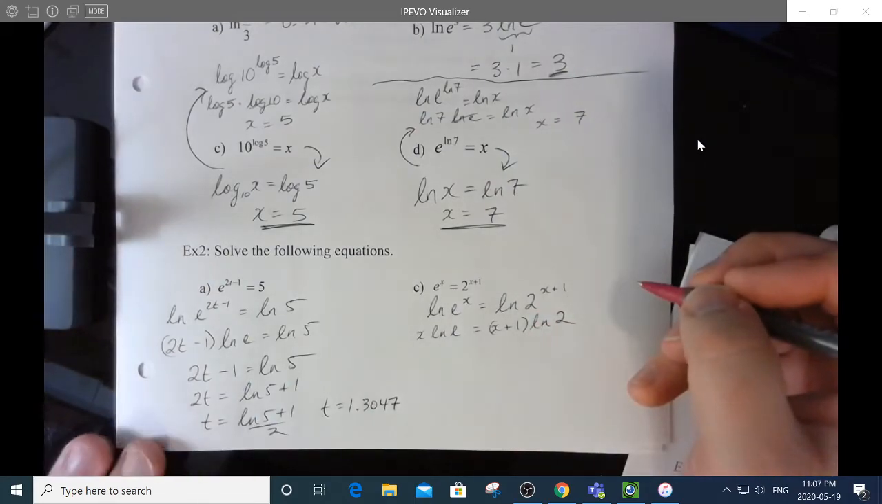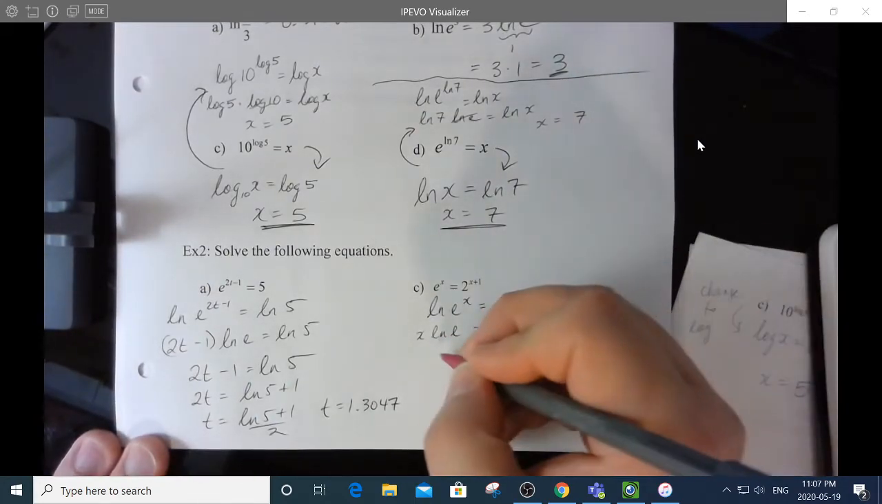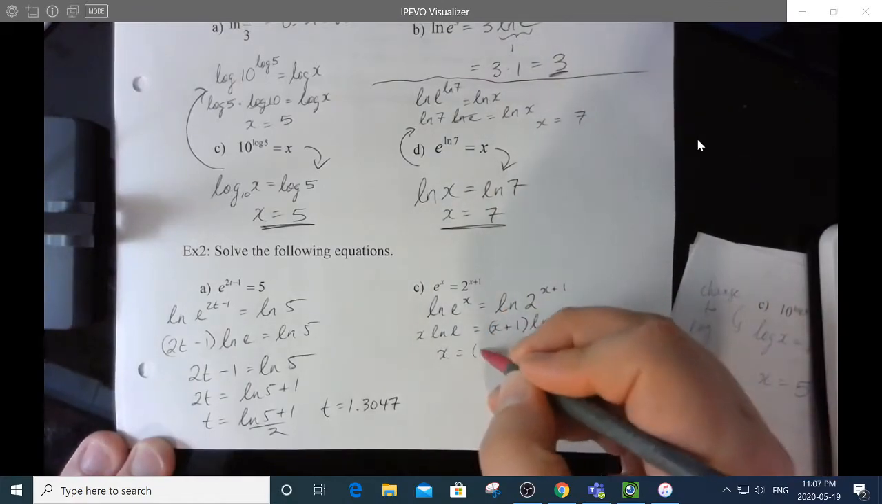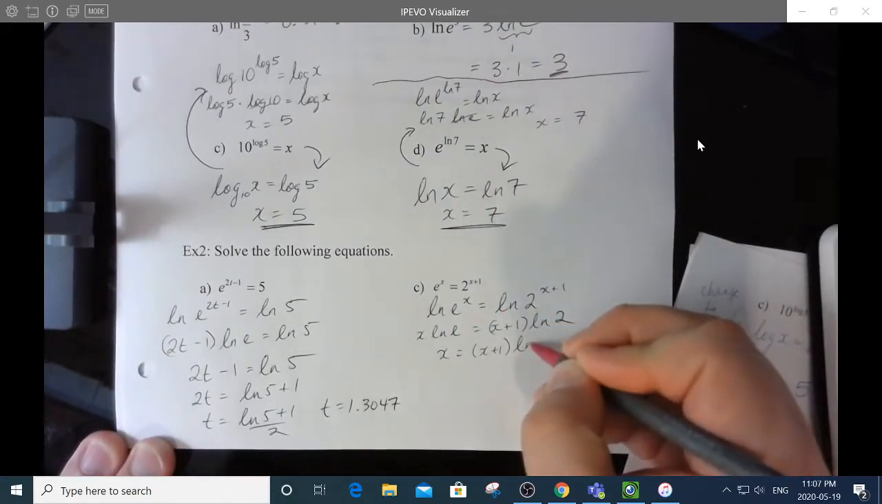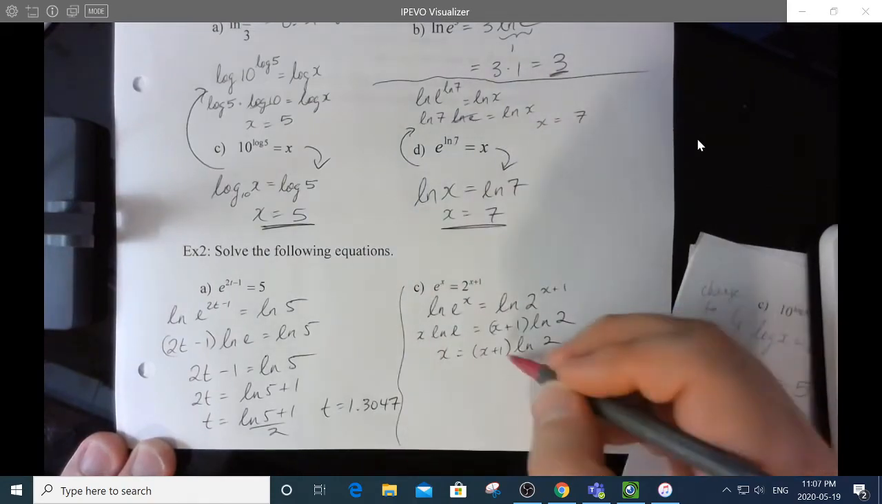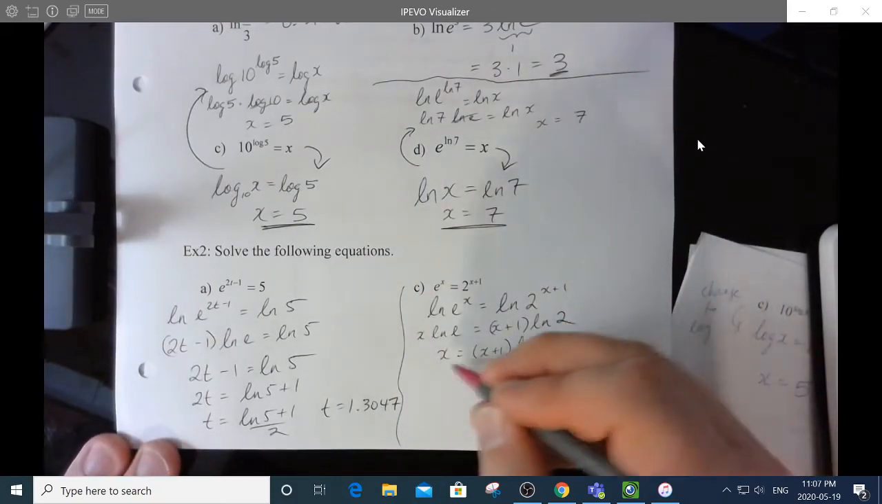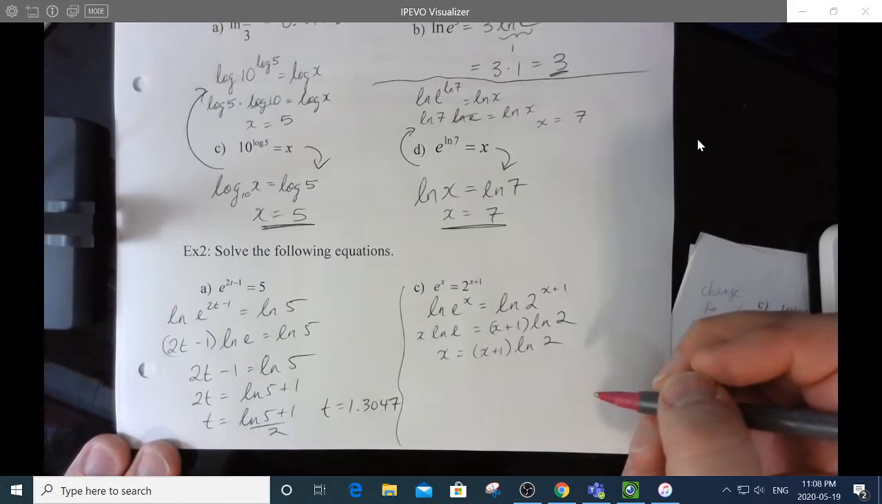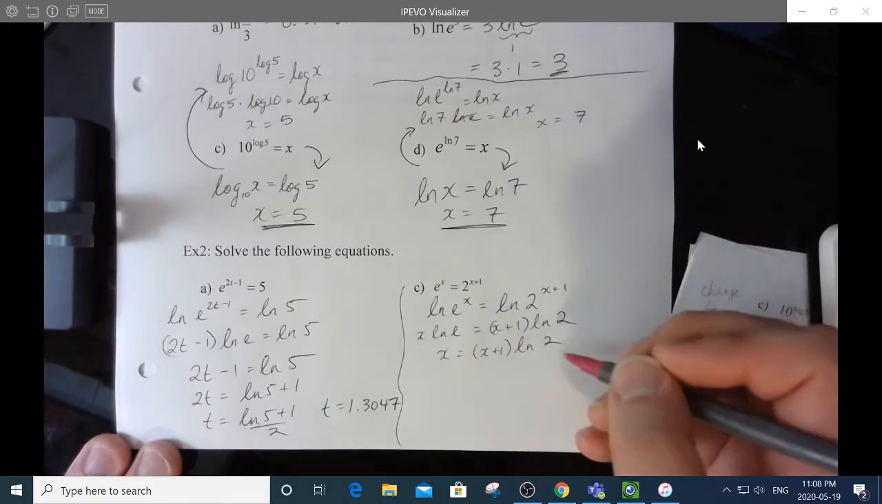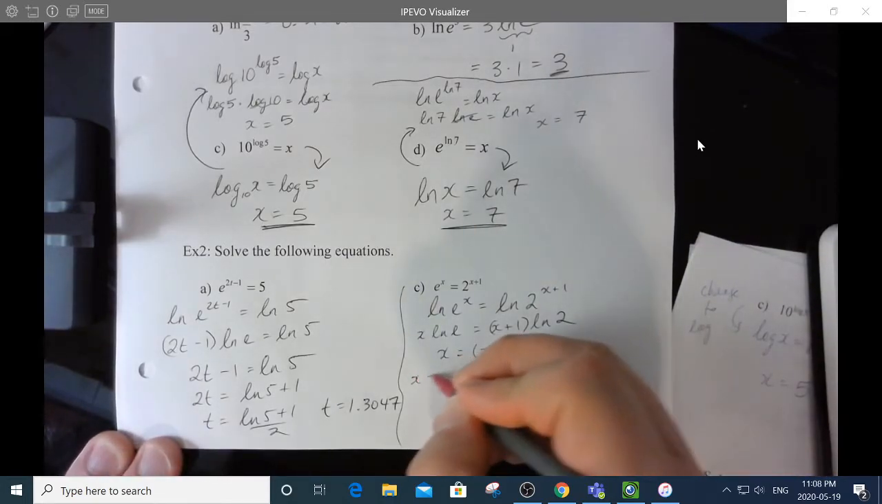Okay, now, the ln of e is just 1. So this is x equals x plus 1 times the ln of 2. How do I deal with that? Well, I'm going to have to collect the like terms. I'm going to have to collect those x's to solve for x. So that means I'm going to have to expand that bracket. I'm going to have to use the distributive property.